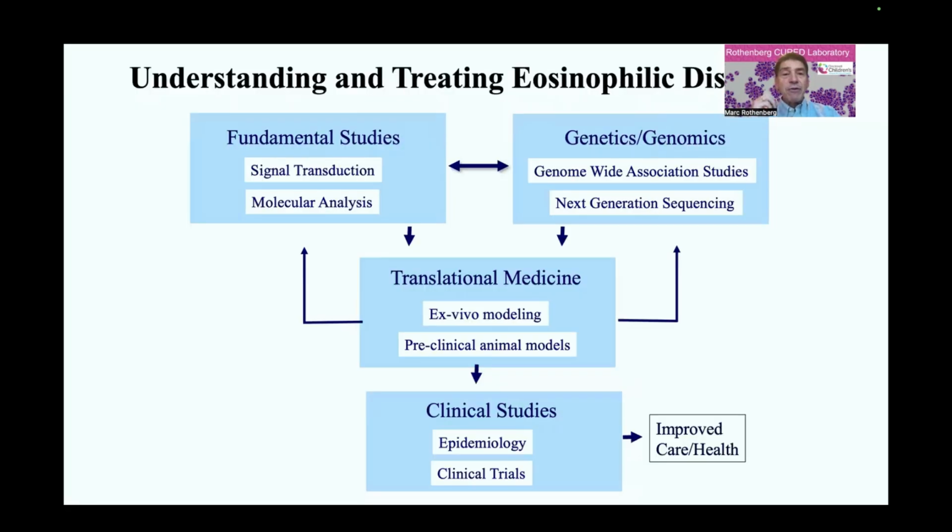Now, my lab has been focused on understanding eosinophilic diseases. We take multiple approaches. On one end, we have the fundamental research operation in my lab, which is focused on traditional approaches of basic science, including signal transduction and molecular analysis. We have a genetics arm in my lab, which looks for the heritability of eosinophilic diseases, trying to scan the whole genome for susceptibility regions and understand how diseases are inherited.